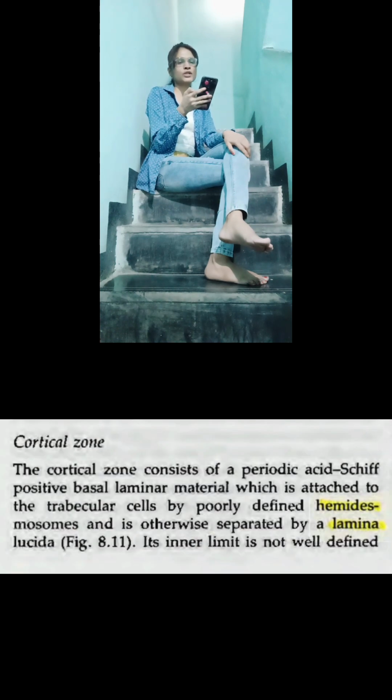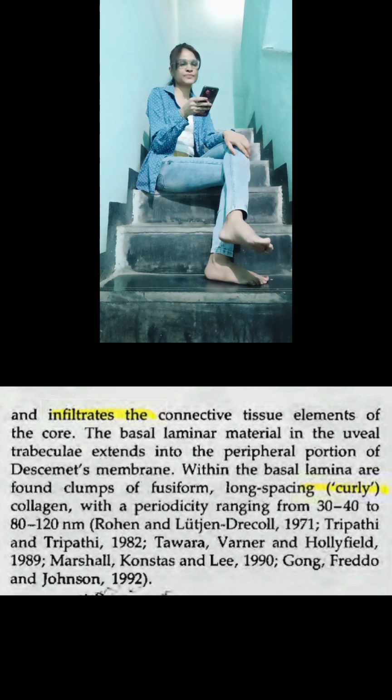Cortical zone. The cortical zone consists of a periodic acid-Schiff positive basal lamellar material which is attached to the trabecular cells by poorly defined hemidesmosomes and is otherwise separated by a lamina lucida. Its inner limit is not well defined and infiltrates the connective tissue elements of the core. The basal lamellar material in the uveal trabeculae extends into the peripheral portion of Descemet's membrane.